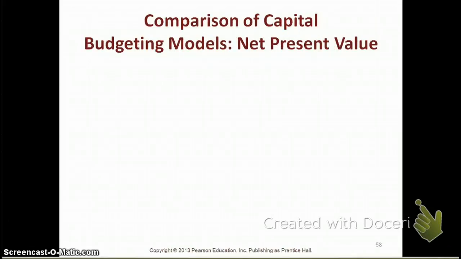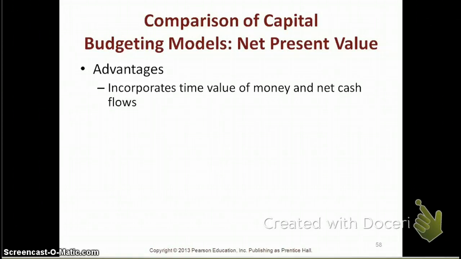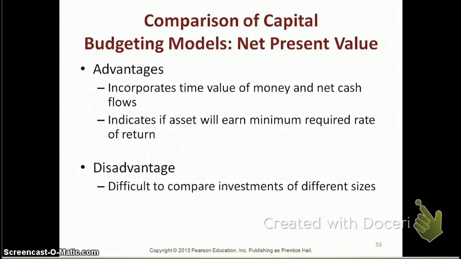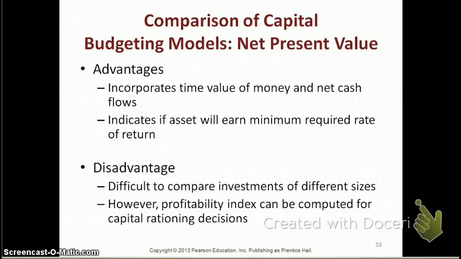The third method was the net present value method. The advantages of this method are that it incorporates the time value of money and net cash flows. It indicates if an asset will earn a minimum rate of return, and it also shows any excess or deficiency of present value of cash inflows over cost. It tells us how much it is over or under as compared to our cost. The disadvantage of this method is that it's hard to compare different investments of different sizes. However, we can use the profitability index for making capital rationing decisions.